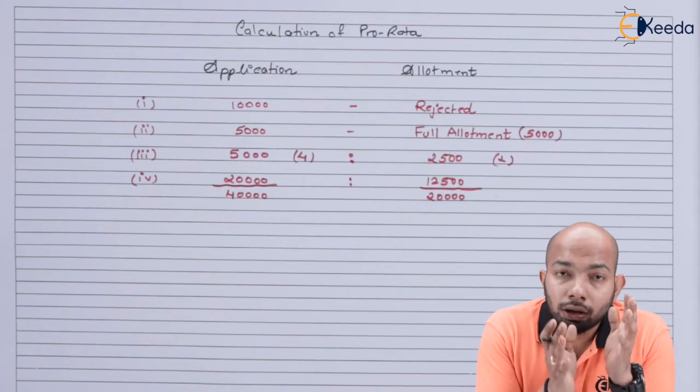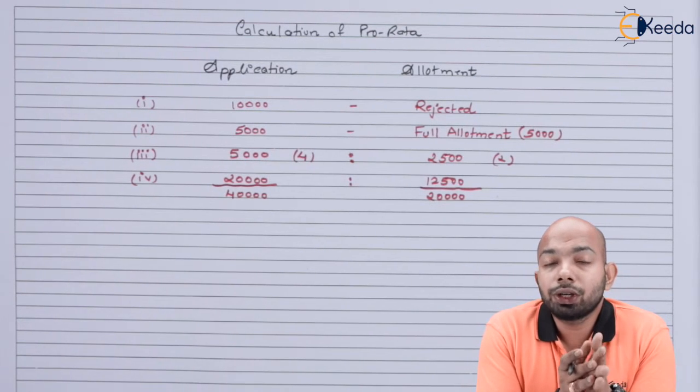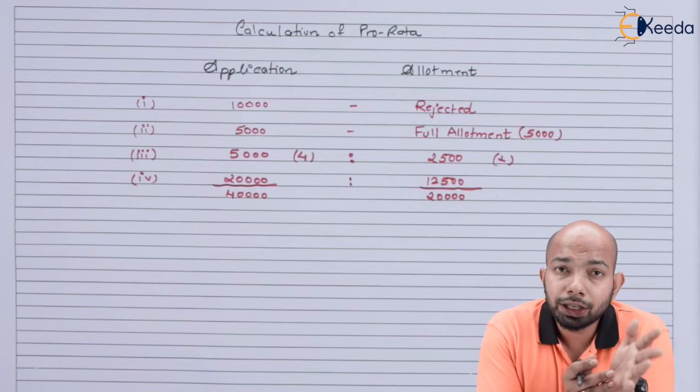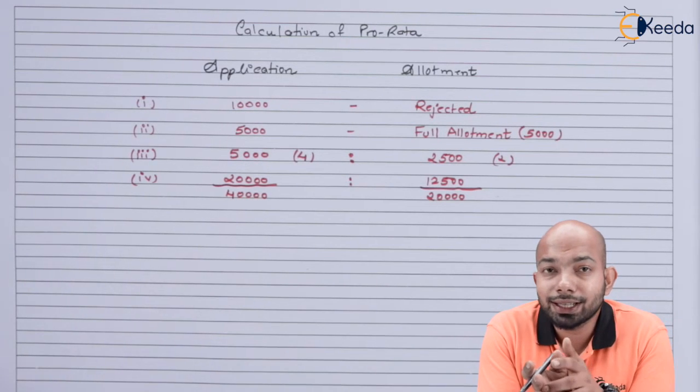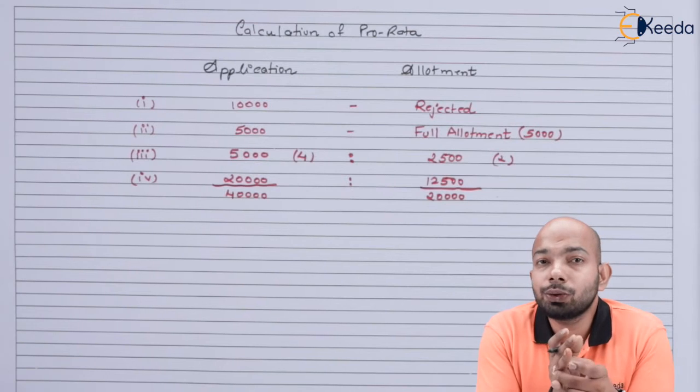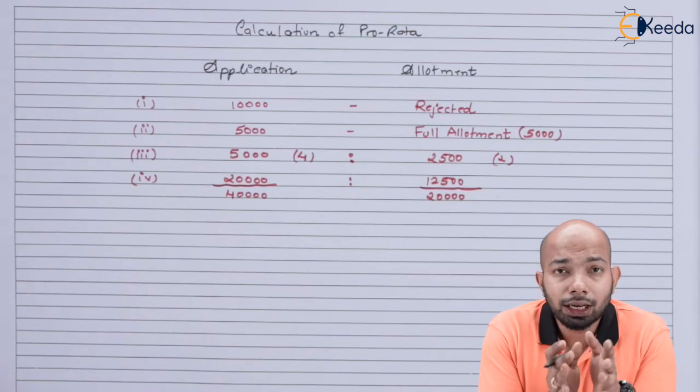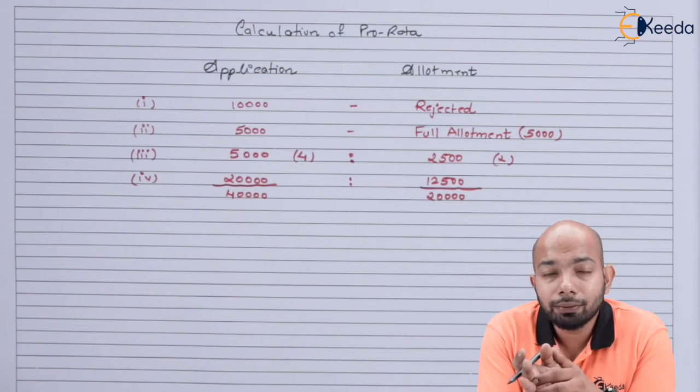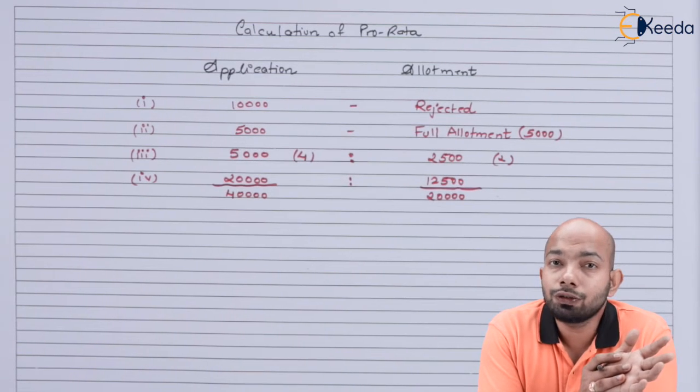Third refers to another set of 5,000 shares whereby pro rata allotment was mentioned: of every 4 shares applied, 2 shares will be provided, so 2,500 shares there. And for the balance 20,000, 12,500 shares have been allotted in the same ratio. Now the pro rata calculation has been done. Now we'll go ahead with the recording of journal entries.